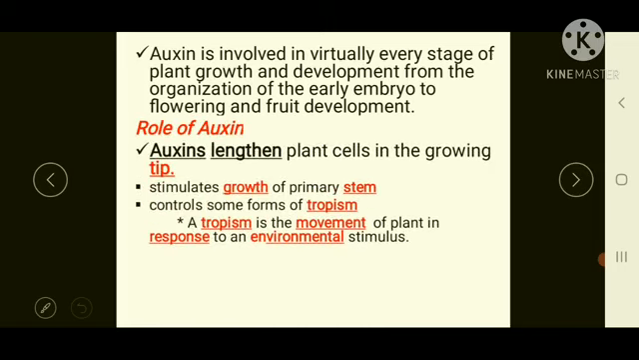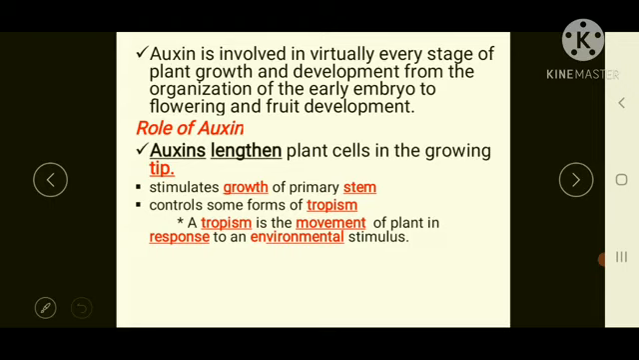Auxin has different roles in a plant. A plant cell grows toward the tip with the help of auxin. This means auxin helps the plant by lengthening the plant cells. It also stimulates the growth of the primary stems and controls some forms of tropism.